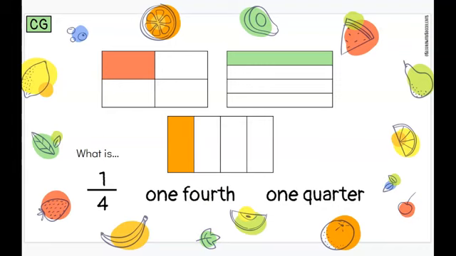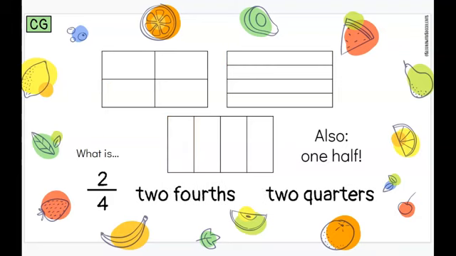Now let's think about how we could show 2/4 of your paper. Point to 2/4 of your paper or the pictures on the screen. Are these the pieces you were pointing at? Good thinking. 2/4 also shows 1/2. We can see that we are covering up half of our whole rectangles.